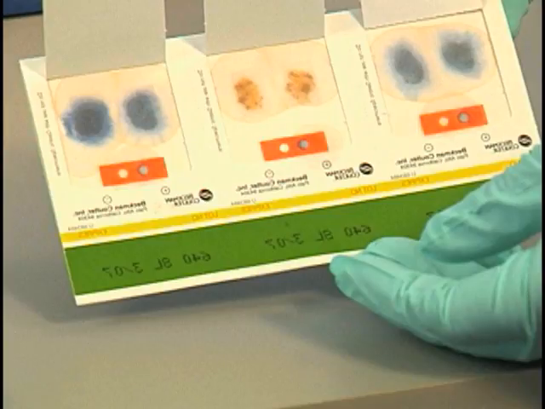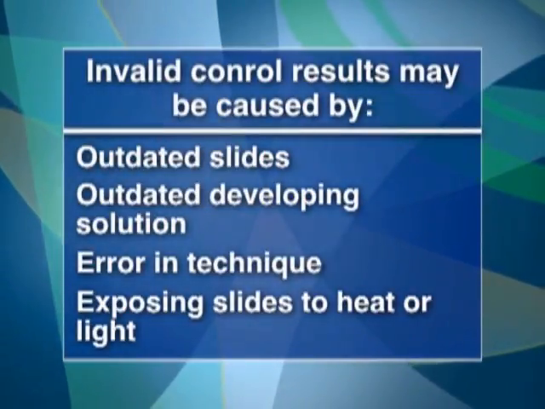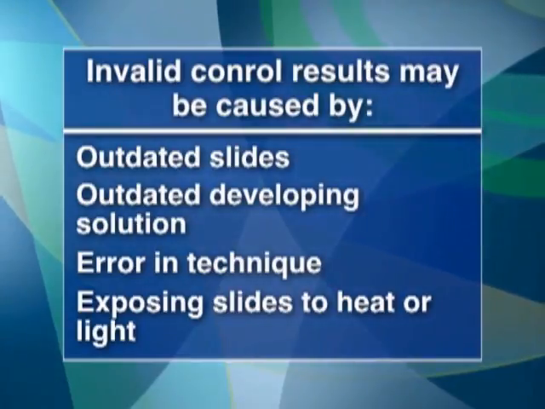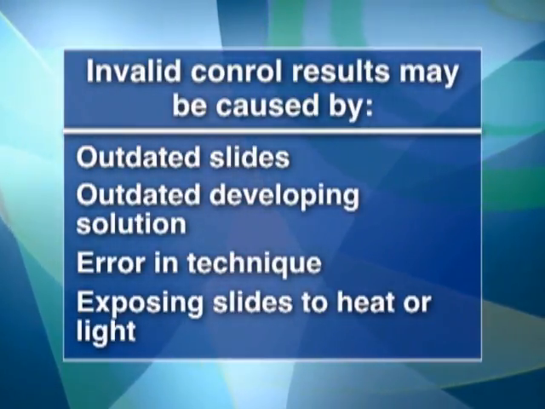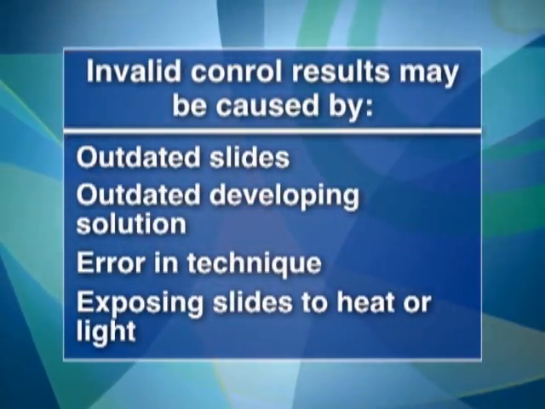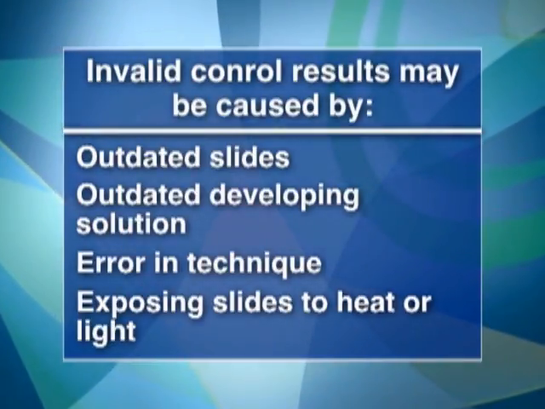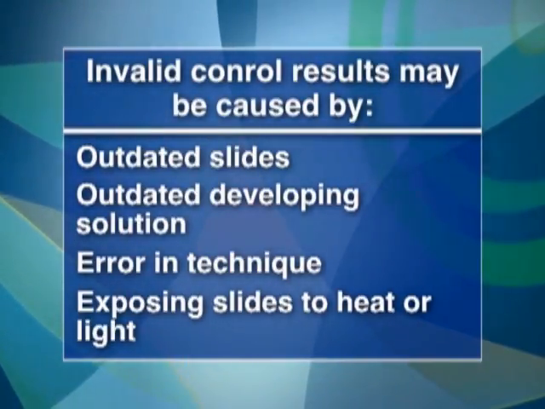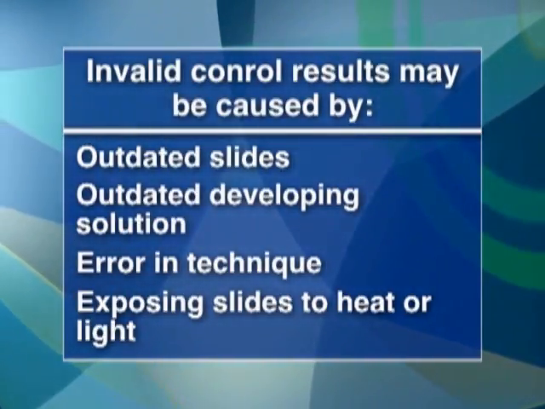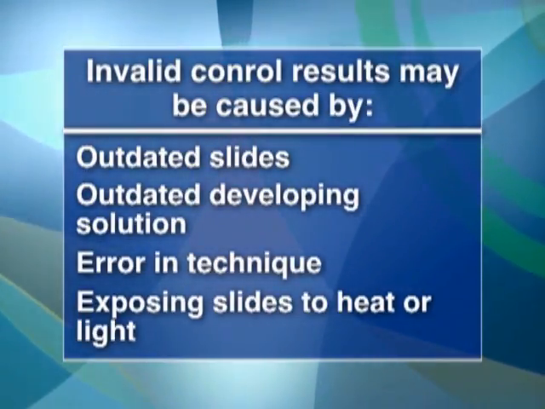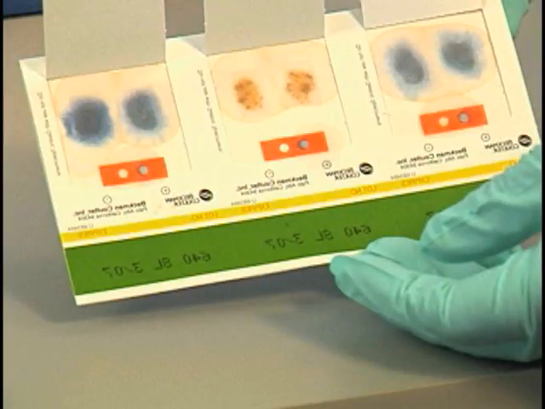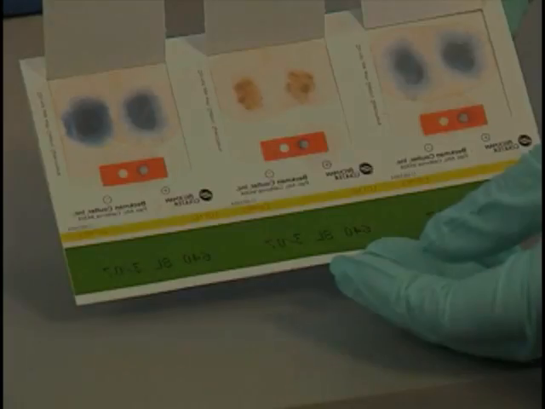If the slide and developer are functional, the positive area will turn blue, whereas the negative area will show no color change. Failure of the expected control results to occur indicates an error and the test results are not valid. This may be due to outdated slides or developing solution, an error in technique, and subjecting the slides to heat, sunlight, or strong fluorescent light. As you can see, the quality control results on this test reacted as expected.